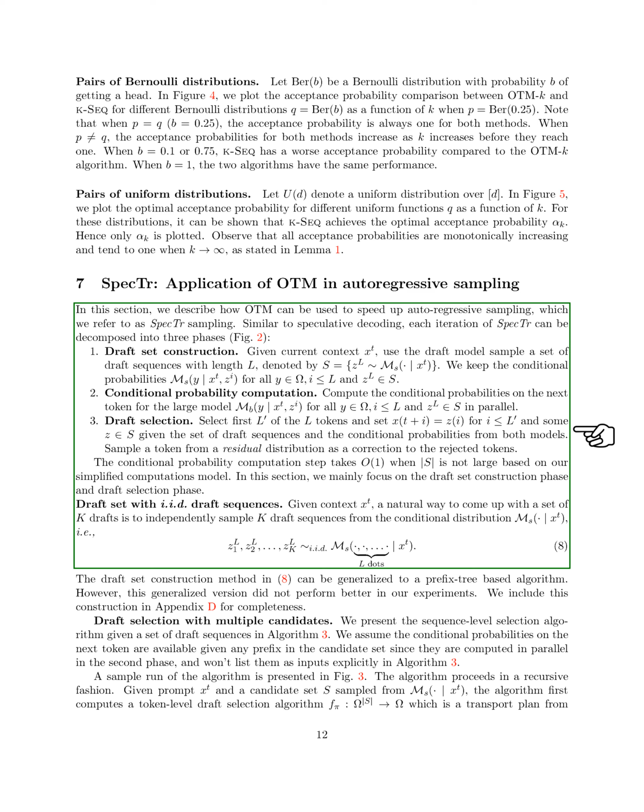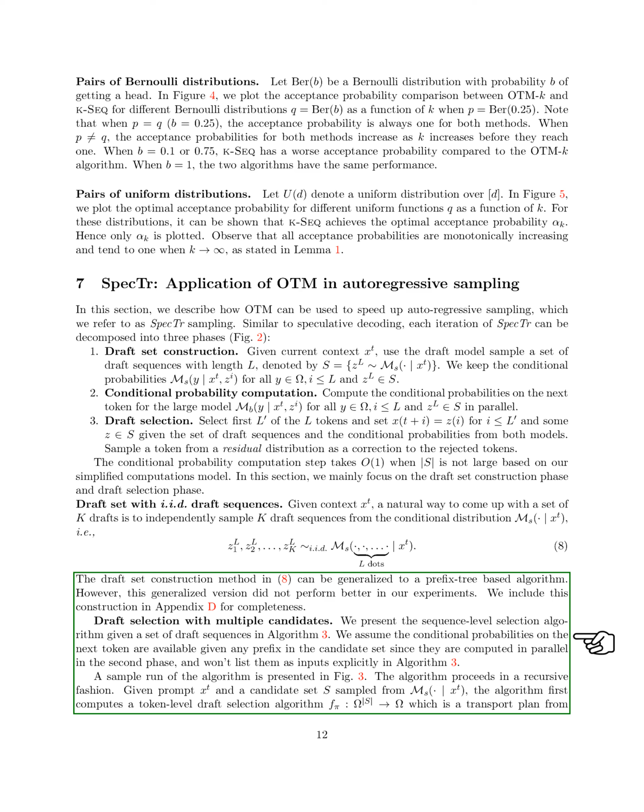To construct a draft set, given a context x_t, a straightforward way is to independently sample K draft sequences from the conditional distribution. However, this method can be generalized to a prefix tree-based algorithm, although this generalized version didn't perform better in our experiments.